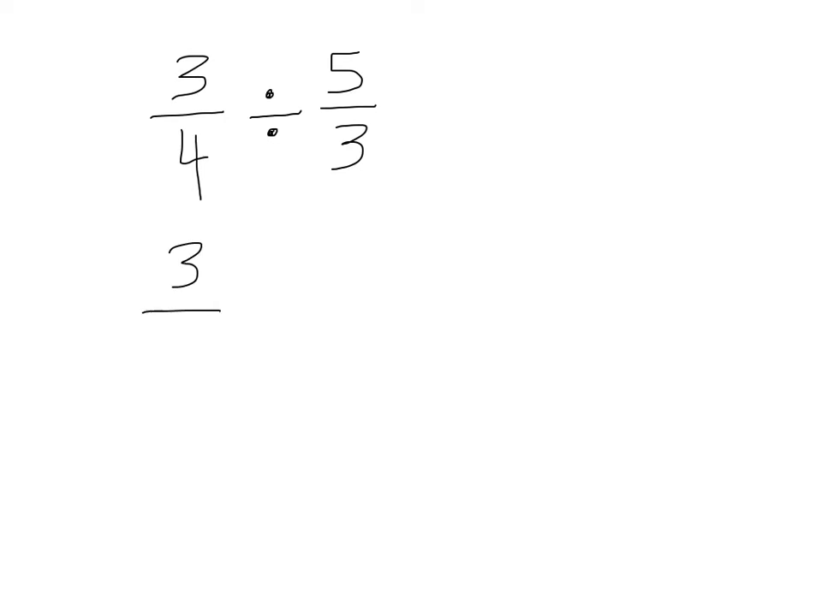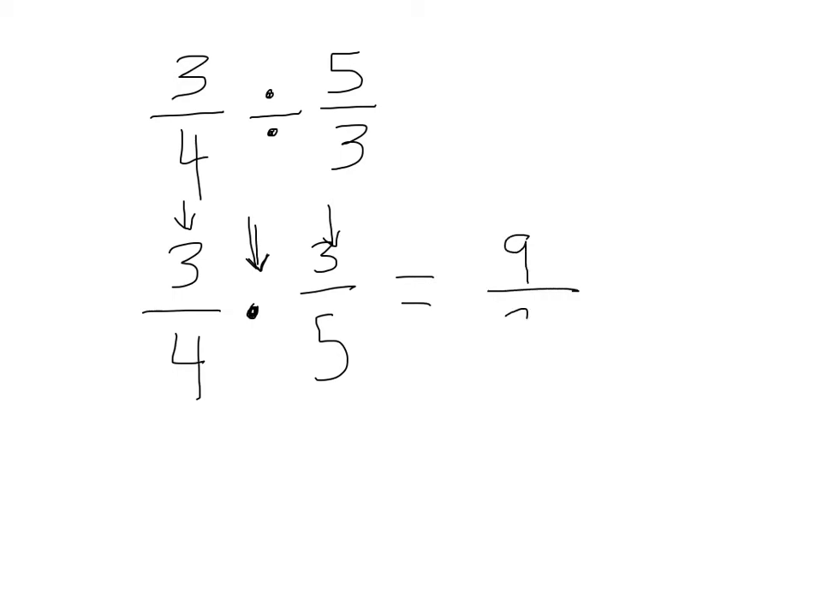We have 3/4 divided by 5/3. But remember, we had the cute little saying of keep, change, flip. Keep the first, change the sign, and flip the second. So instead of 5/3, we have 3/5. And we multiply straight across. 3 times 3 is 9 on top, and then 4 times 5 is 20. So there we have it.